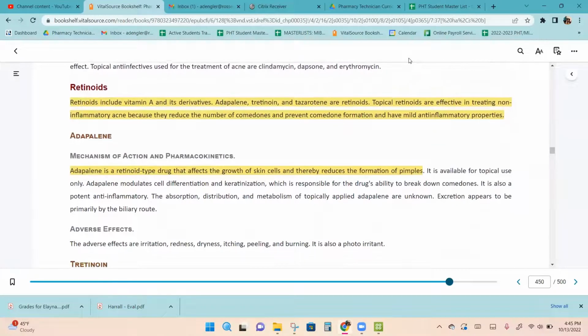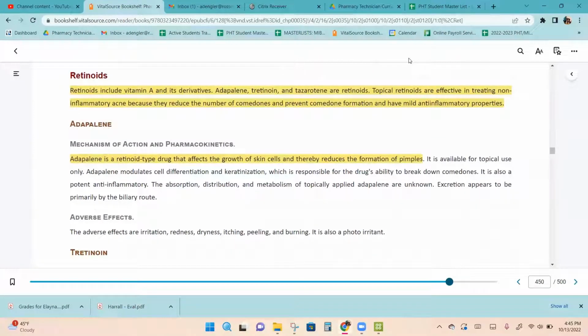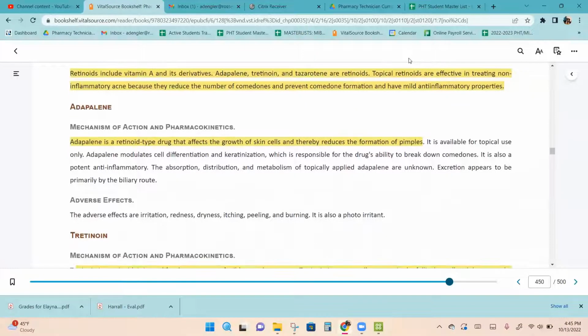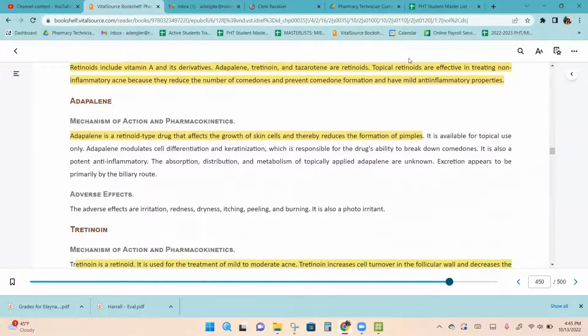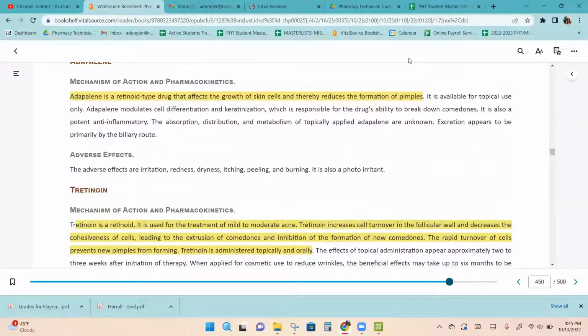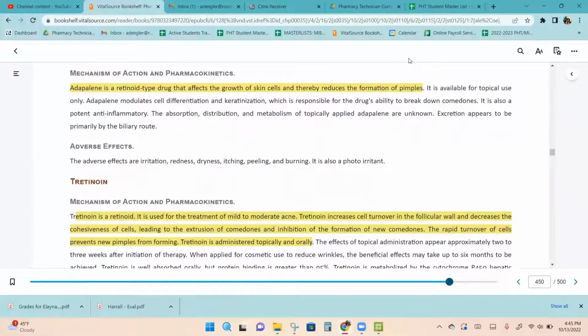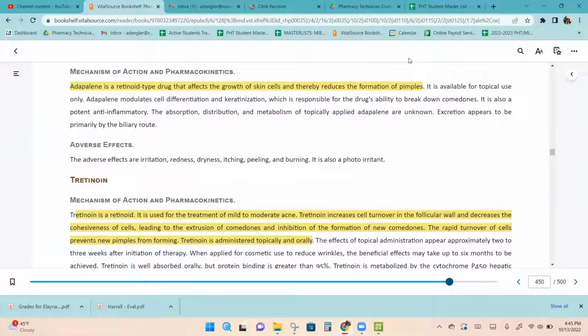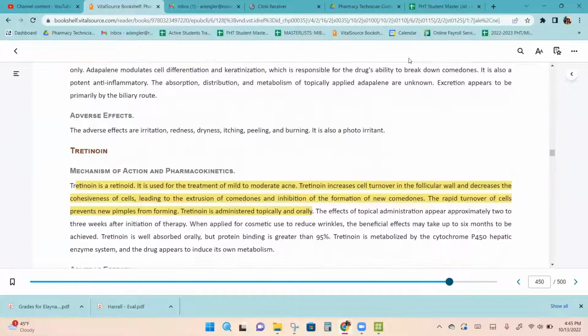Retinoids include vitamin A and its derivatives. Adapalene, tretinoin, and tazarotene are retinoids. Topical retinoids are effective in treating non-inflammatory acne because they reduce the number of comedones and prevent comedone formation, and they have a mild anti-inflammatory property. Adapalene is a retinoid type drug that affects the growth of skin cells and thereby reduces the formation of pimples. It is available for topical use only, and I believe this one is over the counter now.